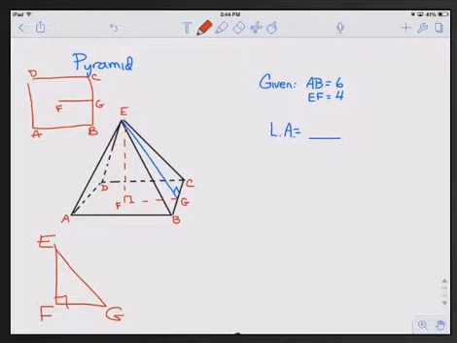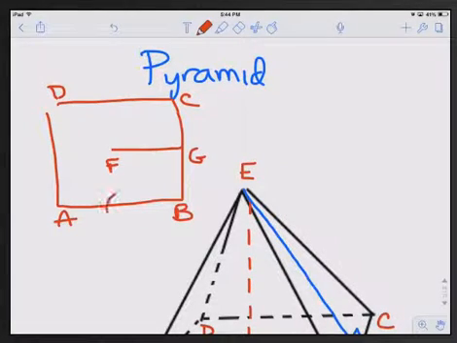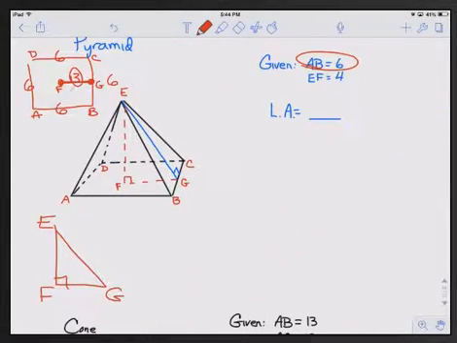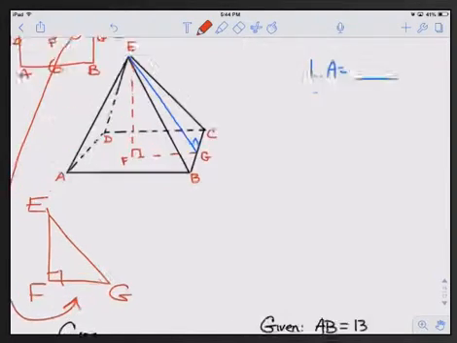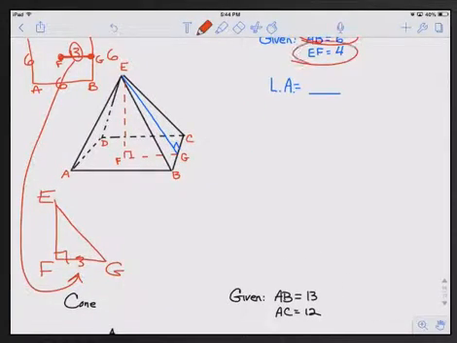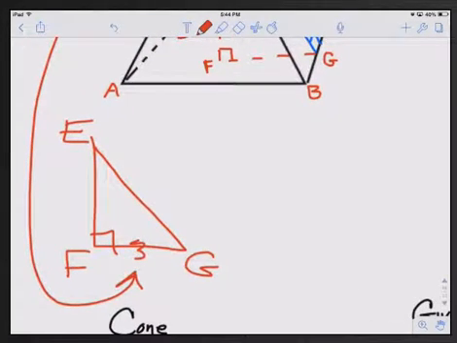So, looking at the given information, if the distance from A to B is equal to 6, we'll look at the floor. The floor is a square. We have a square base pyramid, so each of the sides is equal to 6. But then that means the distance from the center of the square over to the middle of one side, that segment has to be equal to 3. That 3 then translates over to this segment down here for the triangle that came from inside the pyramid. That's equal to 3.